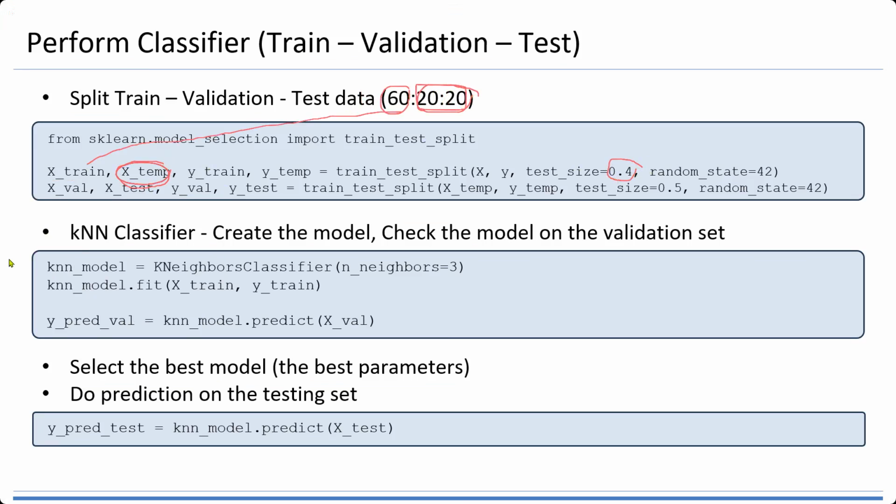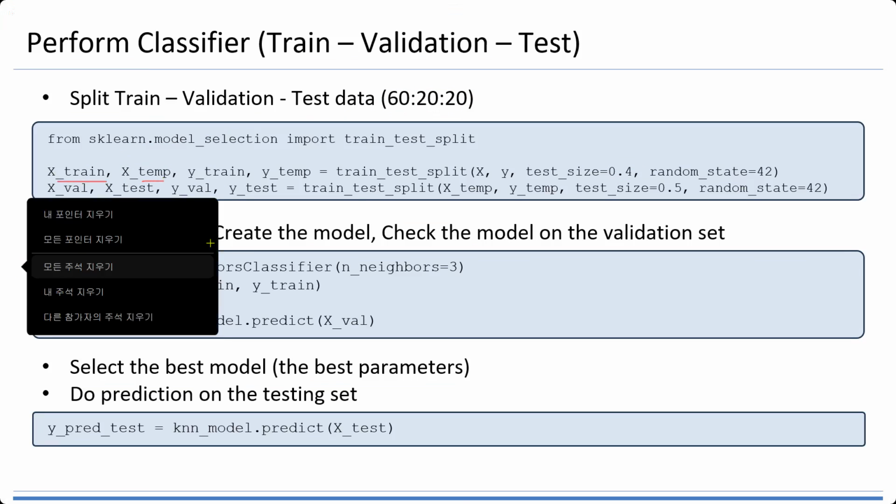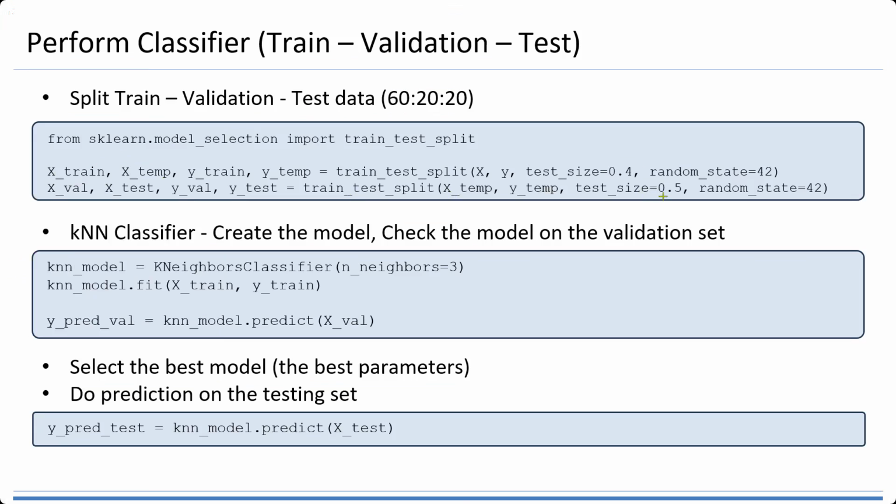After I have the X temp and X train, now I can split again into 2, or 0.5. So I'm going to split the X temp and Y temp 50-50. So 50 for the validation and another 50% for the testing data.